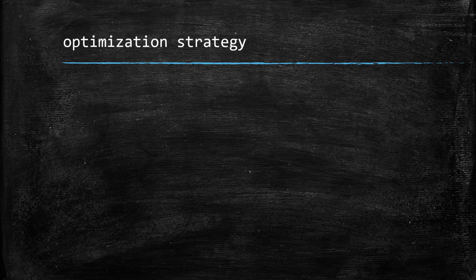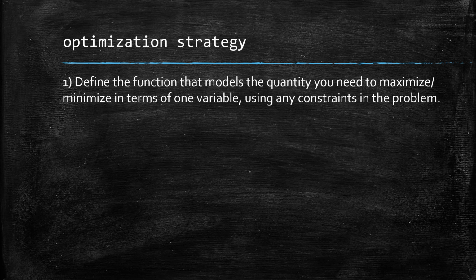So before we dive into more practice problems, let's get an overall optimization strategy together. The first step is always to define the function that models the quantity you need to maximize or minimize, in terms of one variable, and let me explain that. The volume function we came up with in the previous example was just in terms of x, so we didn't have any work to do.